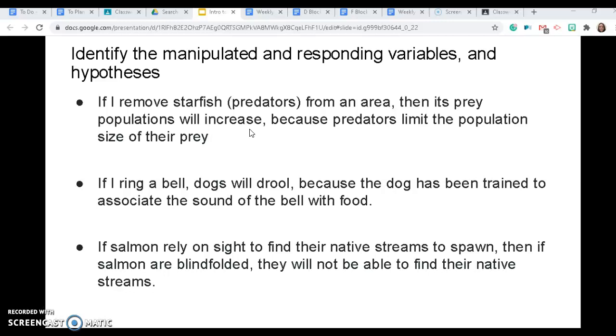The next question I have: if I ring a bell, dogs will drool because the dog has been trained to associate the sound of the bell with food. This is what I did. Rang some bells. I think that the dogs will drool. So ringing the bell is the manipulated variable. Seeing the effect it has on the dogs is the dependent variable, and then my reasoning for why that is, is the general statement. This is Pavlov's famous experiment that he did with dogs.